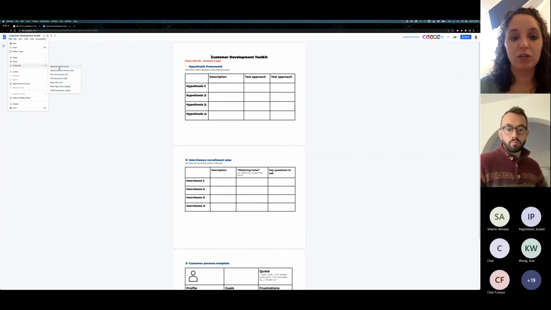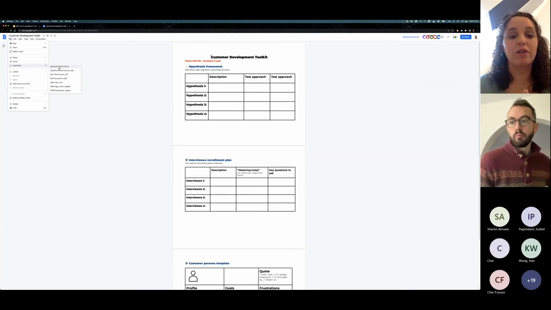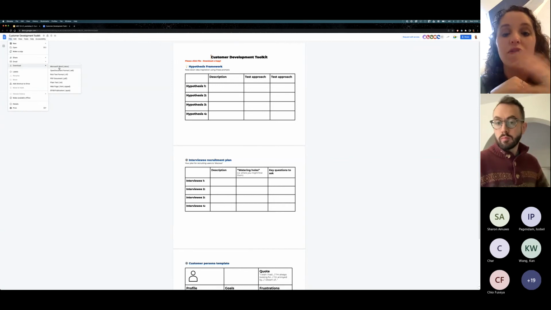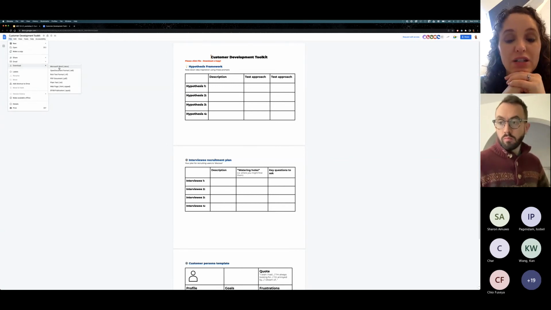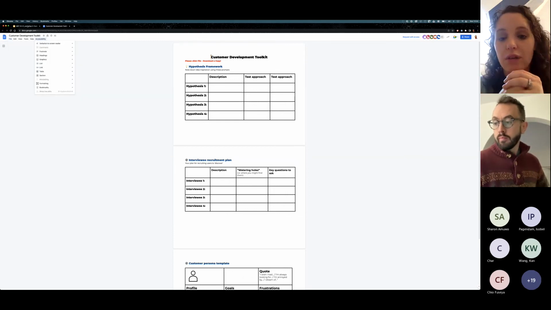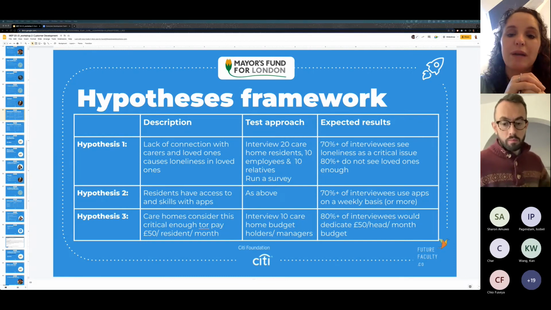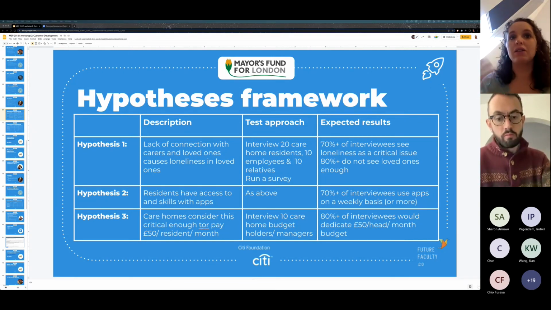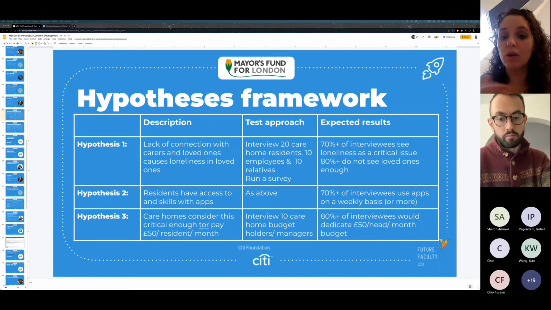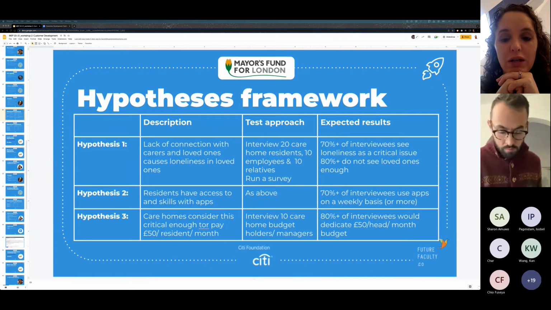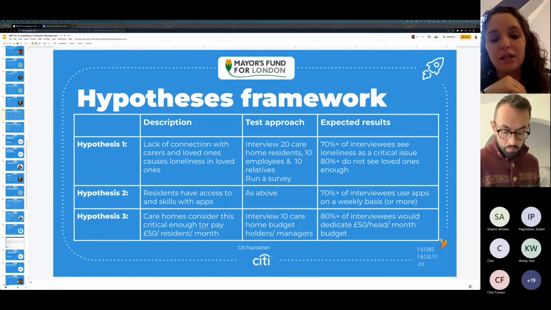In this example that we're talking about, one of the hypotheses is that the lack of connection with carers and loved ones causes loneliness. So the test approach is that we're going to interview 20 care home residents, 10 employees and 10 relatives, and we're going to run a survey between them. And the final section is expected results. So this is where you can put down, I'm assuming that this is what I'm going to find out. So we're assuming that 70% of interviewees see loneliness as a critical issue, and 80% of them don't see loved ones enough.